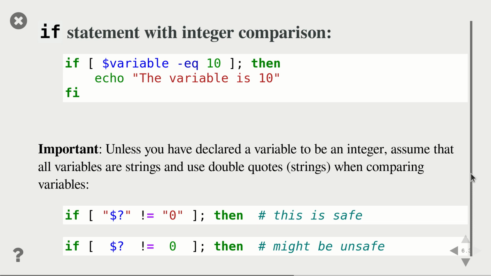Yeah? Can we use double equal for integers? Okay, so the question is, can you use double equal for integer comparisons? And I'm actually not sure. Does anyone else know? No. I'm not certain, but I typically tend to use these -eq just to make it clear that this is an integer comparison rather than a string comparison.